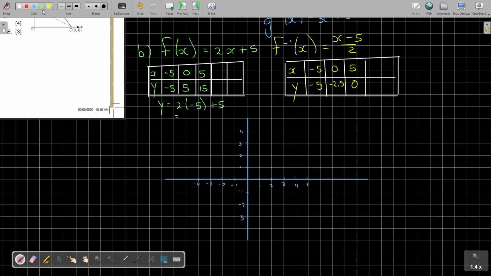I'm in my green. Here was -5, and I didn't go up to there. -5, and then 0 and 5. So this is going to be 0 and 5. There is my line. As I said, you actually just need 2 points, so I'm going to ignore that one. There is my line, and I can even extend it. So this is f(x).